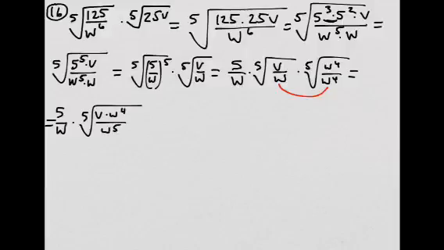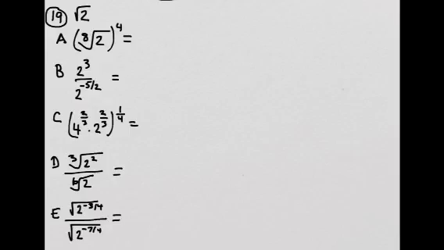So now this denominator could come out, the w. So I'm going to have 5 over w squared times 5th root of v w to the 4th. So that would be the final answer.